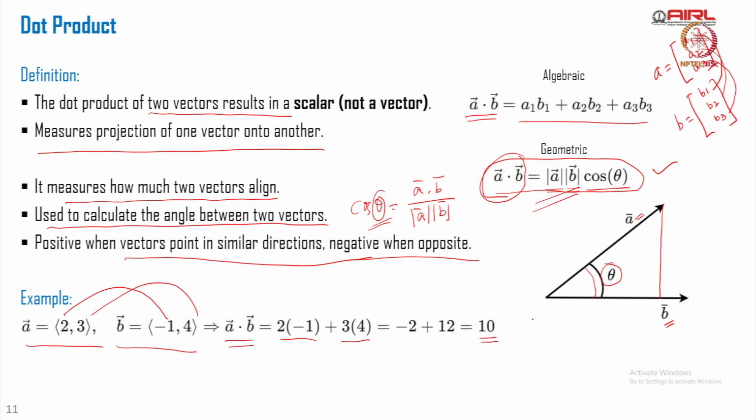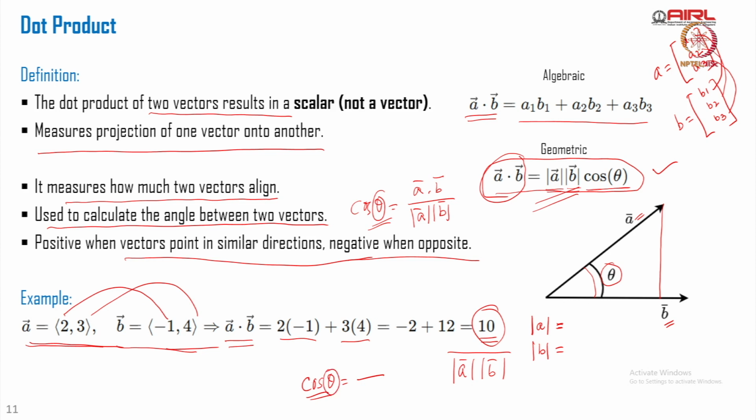The magnitude of A can be found from this particular vector. The magnitude of B we can also find from here, and then if this term 10 is divided by magnitude of A and magnitude of B, then we get cos theta, the cosine of theta. From this value of cos theta we can get the angle theta.